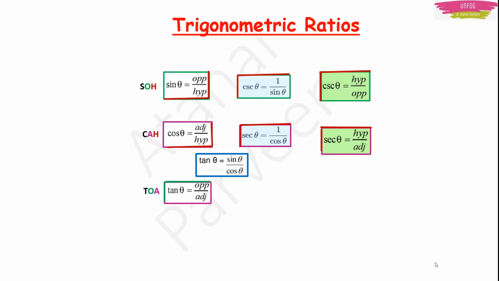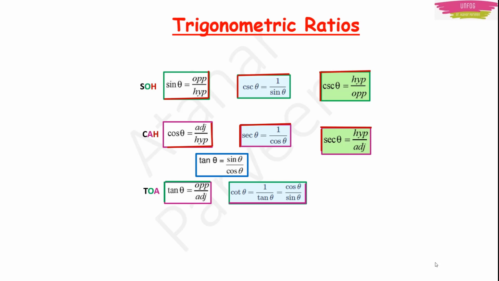You write opposite by hypotenuse whole divided by adjacent by hypotenuse. Hypotenuse will get cancelled and you will get opposite side by adjacent side. So tan theta is equal to sin theta by cos theta. There is another trigonometric ratio which is reciprocal of tan theta. We call it as a cot theta.